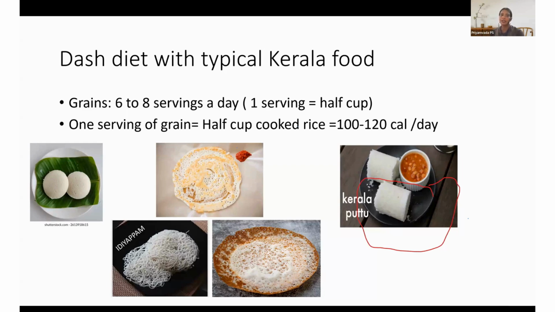So DASH diet, basically we have to take whole grains, 6 to 8 servings a day, and 1 serving is considered as a half cup. A half cup of cooked rice is going to be somewhere around 100 to 120 calories.